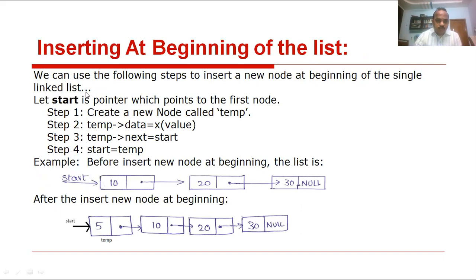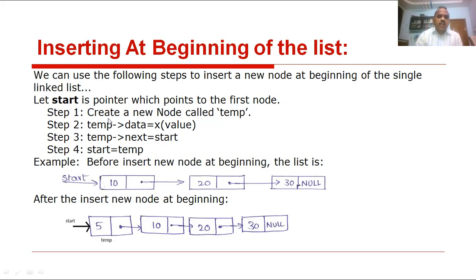Let start be a pointer which points to the first node. This is called start, or begin, or header node. Clear? So here, start is a pointer which points to the first node.